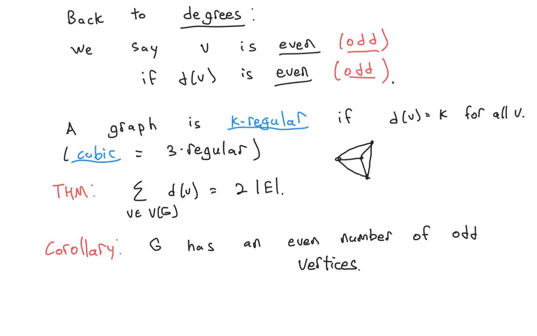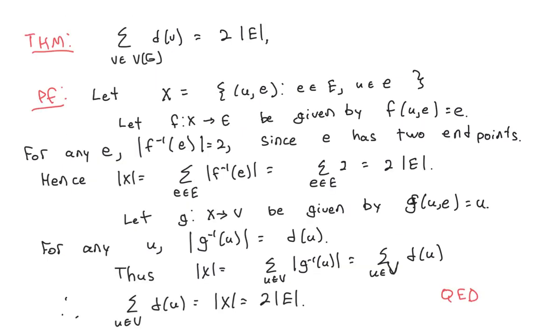It's that the sum of the degrees of all the vertices in a given graph is equal to twice the number of edges. And a corollary of this result is that every graph has an even number of odd vertices. So here's the proof for the handshaking lemma.